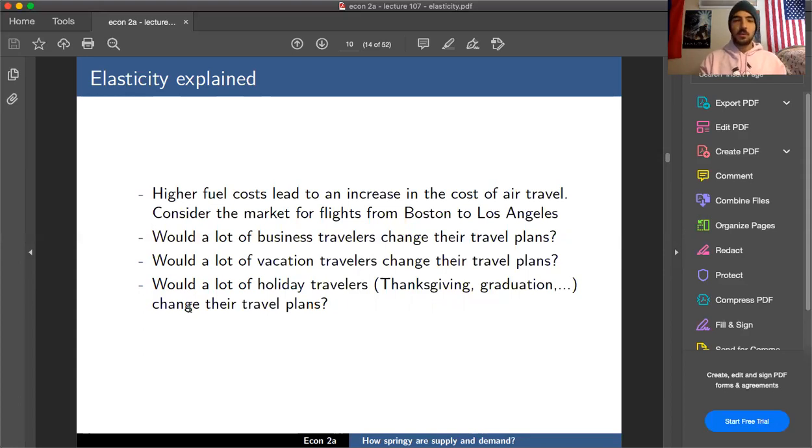I'll give you the hint now that, a business traveler, think about their profession, their business requires them to be there. So how responsive would they be to a change in price? Vacation travelers, how much do they need to be in LA for vacation? Would they be fairly responsive to a change in price? And holiday travelers, something more difficult to think about, because how do you gauge how important Christmas with your family is, or graduation for your daughter is? How responsive would somebody going on a holiday be to a change in price for the airfare?